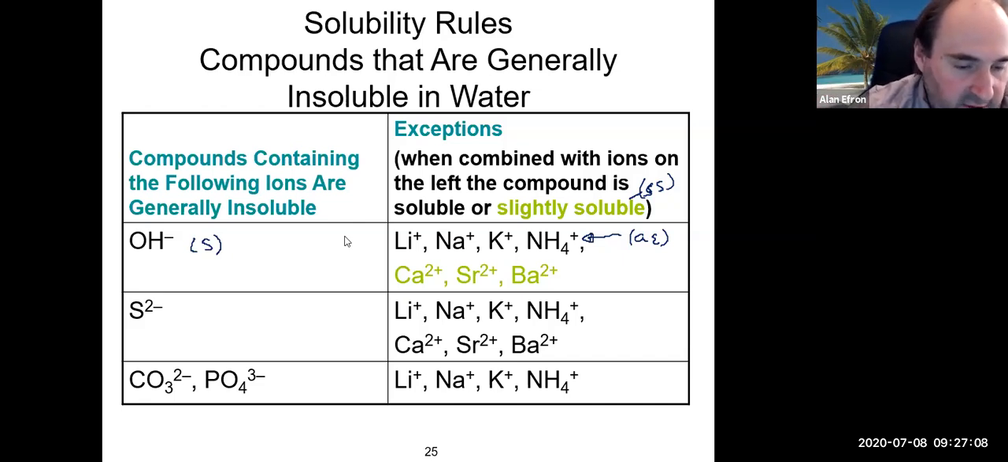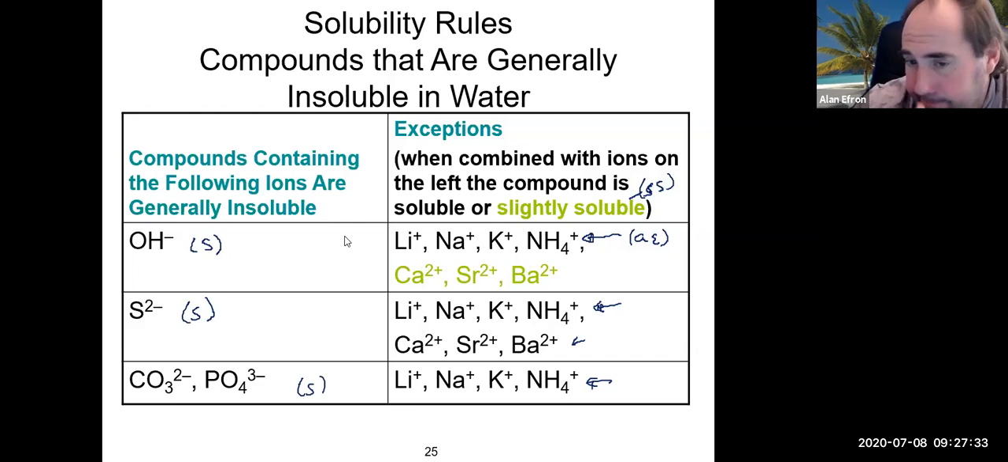If you have something with sulfide in it, it should be solid. Except again, our normal exception, like we saw on the previous page, group 1 and ammonium, and also here barium, strontium, and calcium, which are group 2. Carbonates and phosphates are typically insoluble, except for our group 1 and our ammonium as well. So these rules kind of go together, but these are things that typically get a solid.